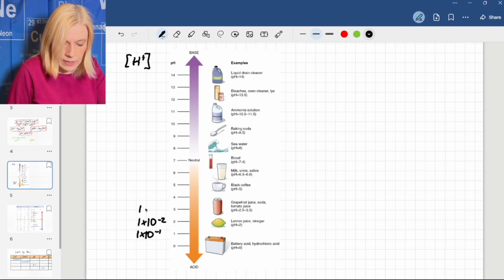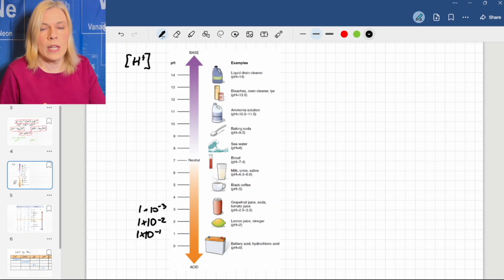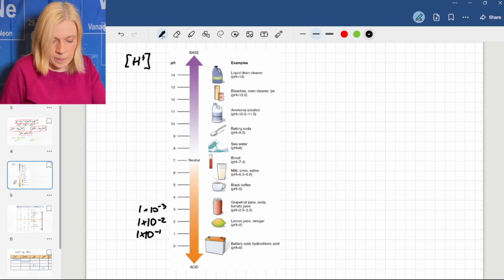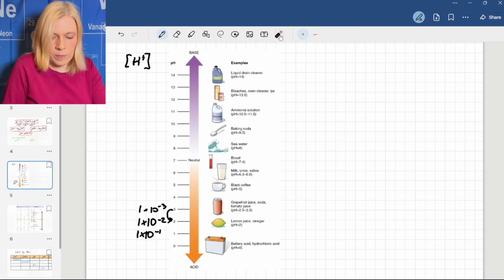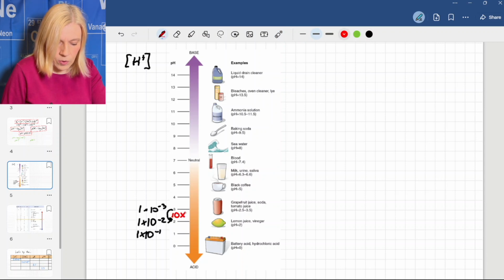And you can see that as I'm going up on my pH scale, my H plus concentration is going down by 10. So how much more acidic is, let's say, lemon juice than tomato juice? Lemon juice has pH of 2. Tomato juice has pH of 3. How many times is lemon juice more acidic? It is 10 times more acidic.